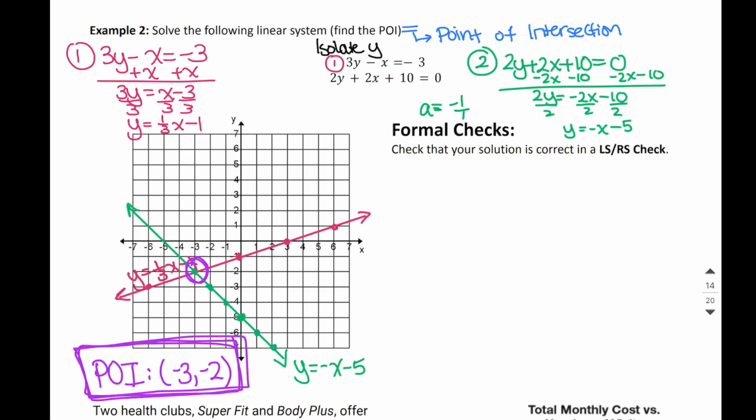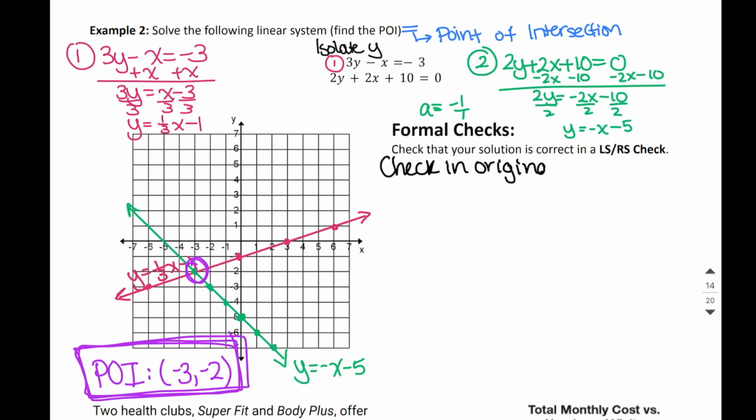It's really important that you realize that that's your answer. So now let's do a formal check. To check that your solution is correct, we're going to do an LS-RS check. LS means left side, RS means right side. Now, before we do that, you need to write down right here that you must do the check in the original equation.